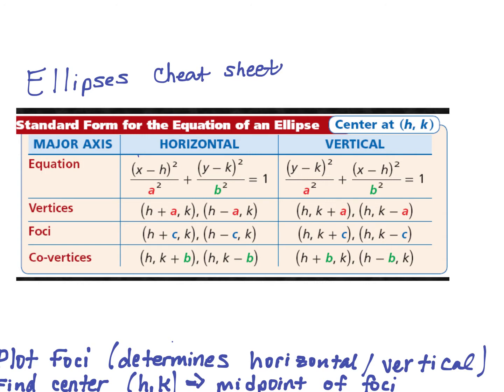A is the bigger number. So if the bigger number is underneath the Y, is it a vertical or horizontal ellipse? Vertical. Yep. If the bigger denominator is under the X, what is it? Horizontal. There you go. It's good things to remember.